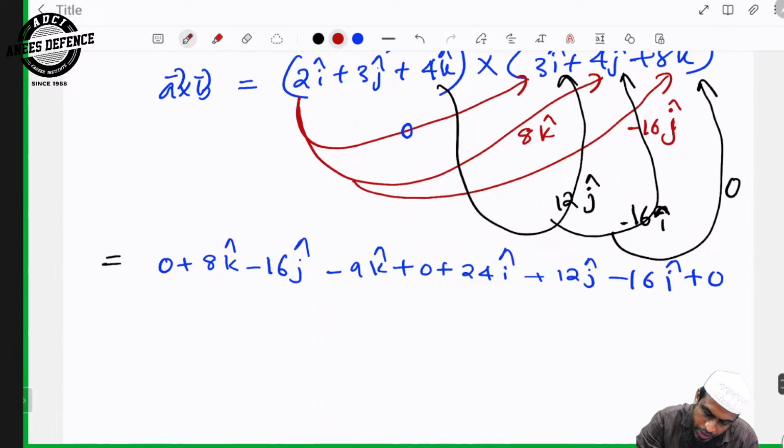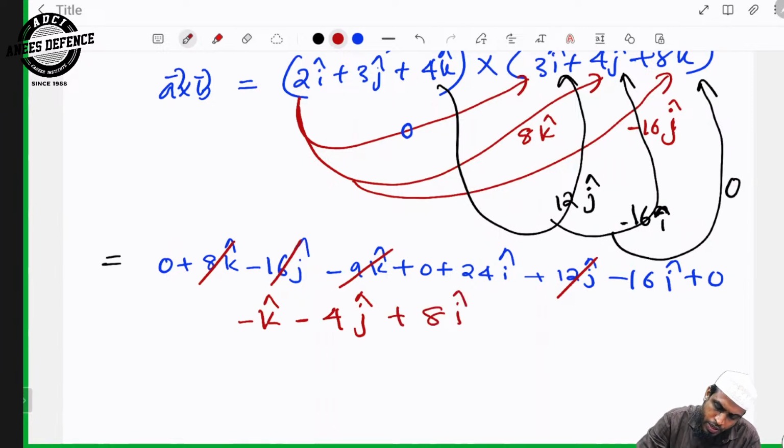So 8k minus 9k, you will get minus k. Minus 16j plus 12j, you are getting minus 4j. 24i and minus 16i, you will get 8i. Remaining all are 0.